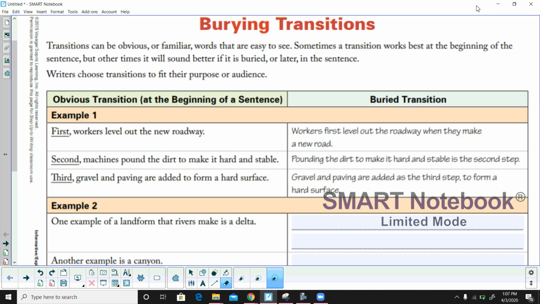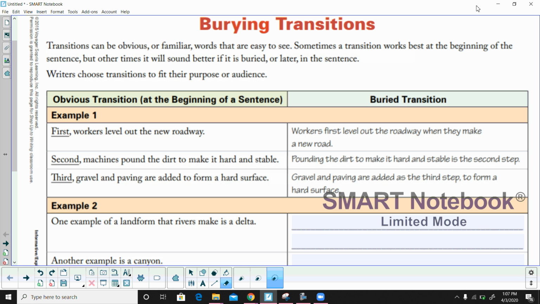Hi, for today's writing lesson, we're going to be talking about burying transitions. Now, transitions are words or phrases that help us guide through or organize our writing. They can be obvious or familiar words that are easy to see, and sometimes transitions work really well at the beginning of a sentence, but other times it'll sound better if you bury it or place it a little bit later in the sentence. This can make your sentences more complicated, and it can mix up your sentence structure, which makes it more interesting to read.